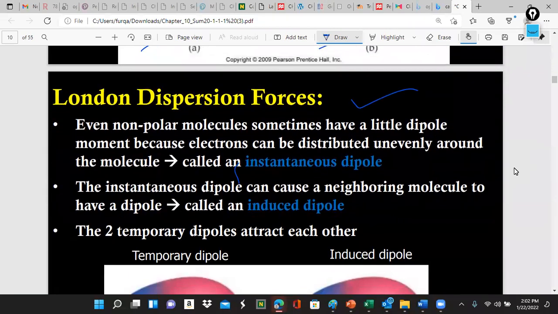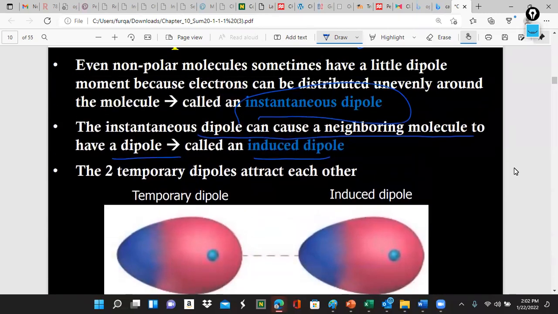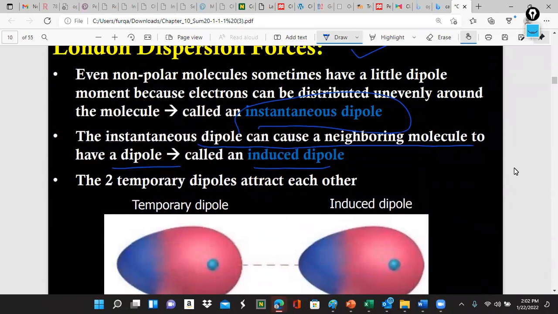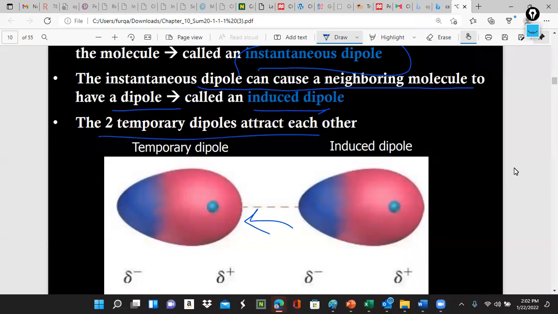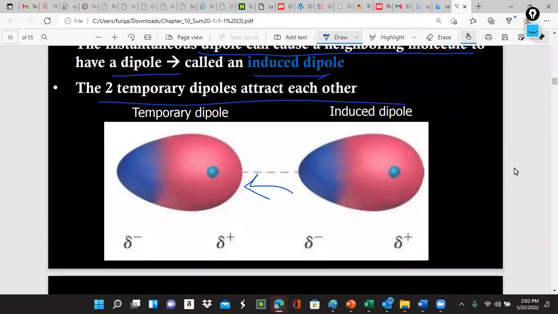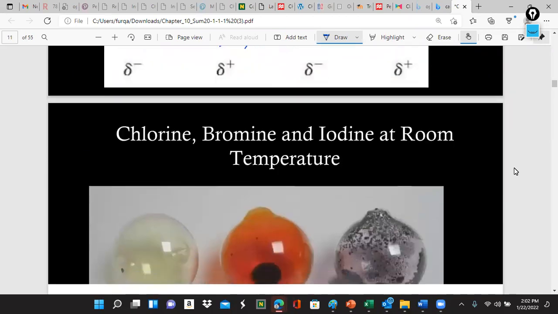And then the dispersion force, which is an instantaneous dipole. The instantaneous dipole can cause a neighboring molecule to have a dipole. So it's all about the non-polar. Even in a non-polar molecule, an instantaneous dipole is generated, which is like a flash kind of dipole. But due to that dipole, in a molecule nearby, an induced dipole is generated. So the two temporary dipoles attract each other, and that's why it's the weakest form of intermolecular force, but it still is there. This is a temporary dipole happening here, this is an induced dipole happening here, and that's the result: we have the London dispersion force.